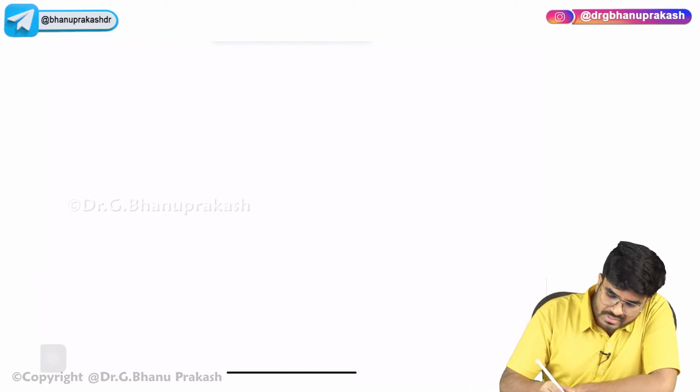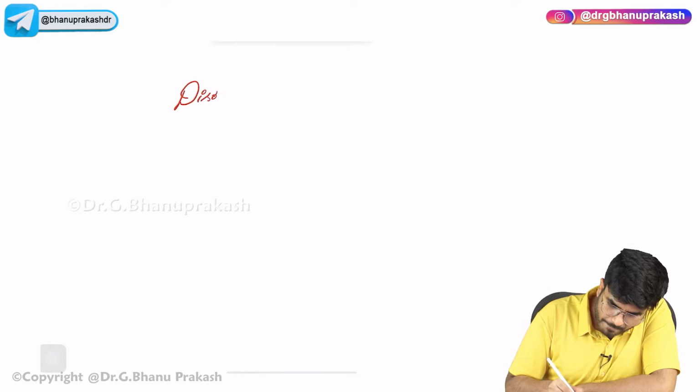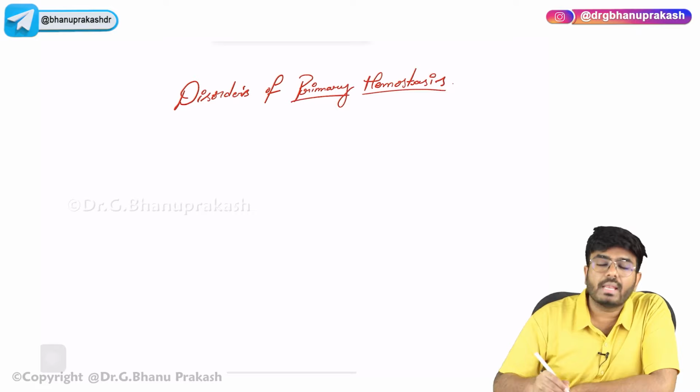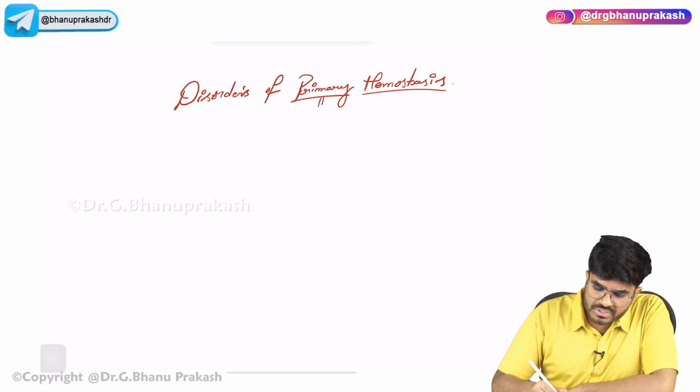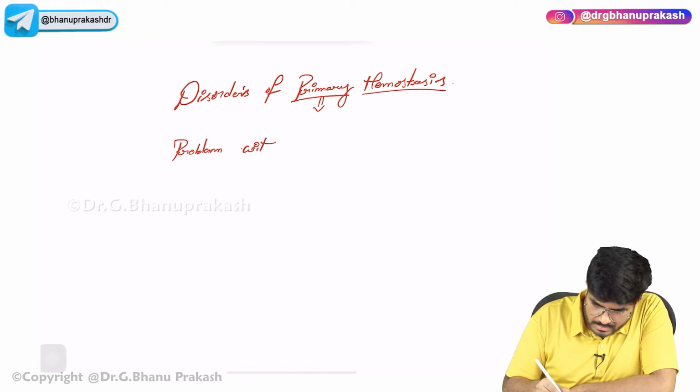Now in this video, let's begin the topic of disorders of primary hemostasis. First we will discuss the primary hemostasis disorders, later on we will discuss the secondary hemostasis disorders. So primary hemostasis disorders means problem with what? Problem with platelets.